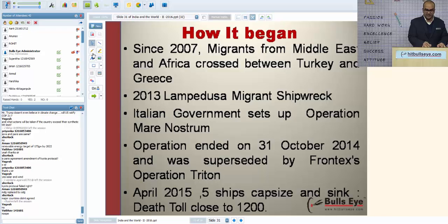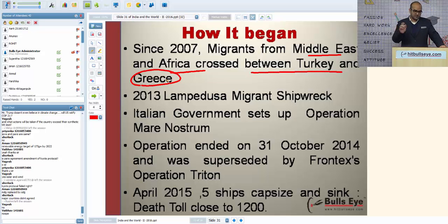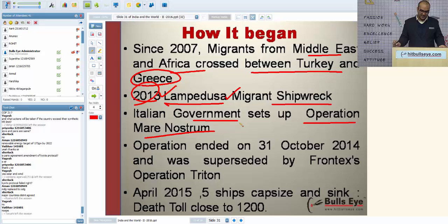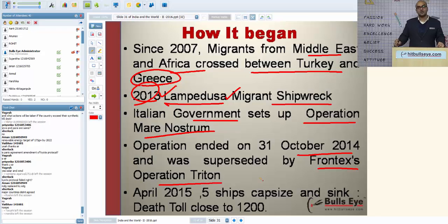Since 2007, migrants from the Middle East and Africa have crossed between Turkey and Greece, right? Since 2007, this has been happening. In 2013, a major accident happened, a shipwreck of migrants trying to get into Italy, and the ship sank, and with it 300 odd people died close to the Italian island of Lampedusa. Right? The Italian government then set up Operation Mare Nostrum to control the influx of immigrants into its country. Right? The operation ended in 2014 and was superseded by Frontex Operation Triton.